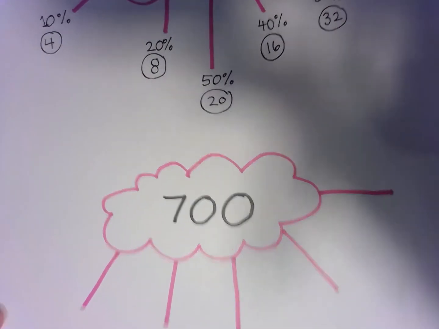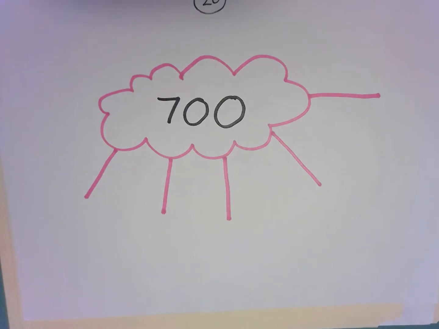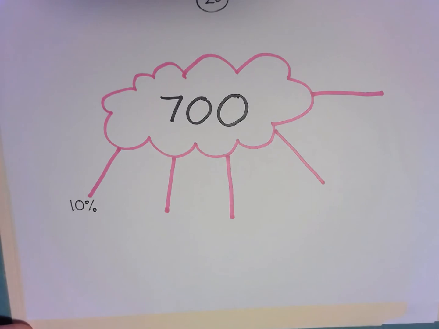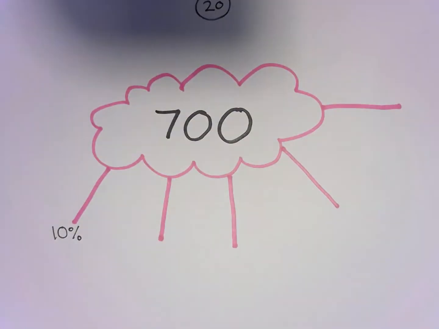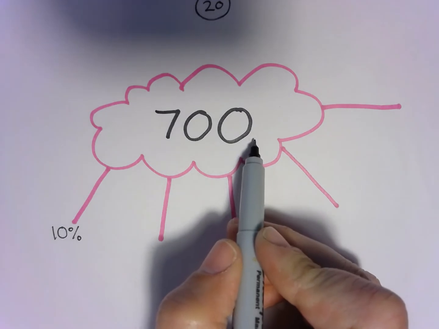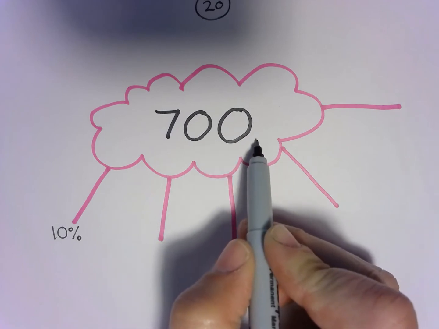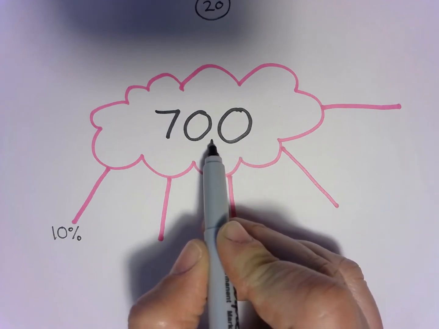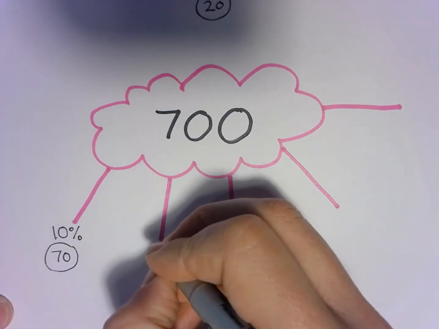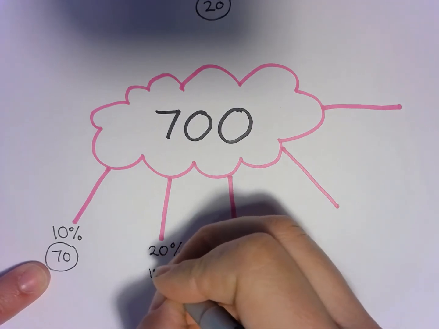So let's try another one. Let's try a bigger number. Let's talk plasma screens. Let's talk 700. So again, to find 10% of any number, you divide the number by 10. So 700 divided by 10. Anytime you divide by 10, your decimal moves over to the left one place. So 10% of 700 would be 70. And let's go from there. 20%, I'm going to double 70, 140.